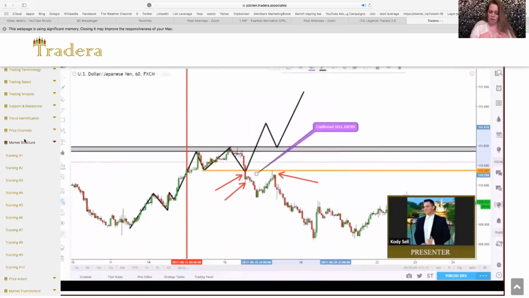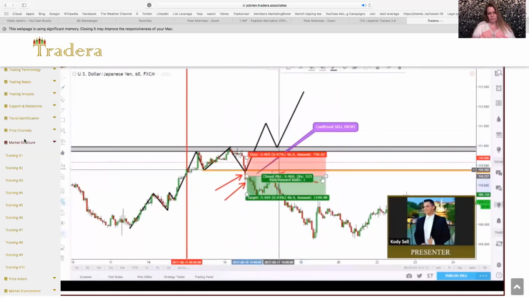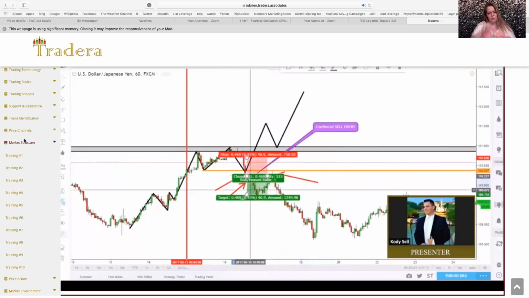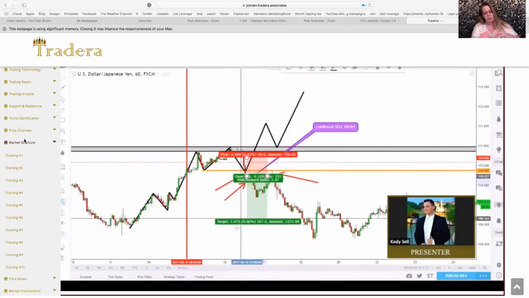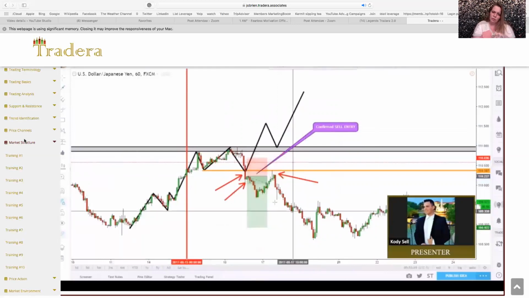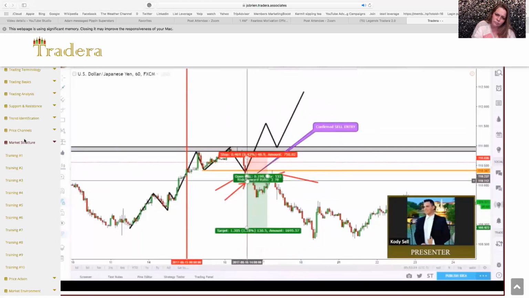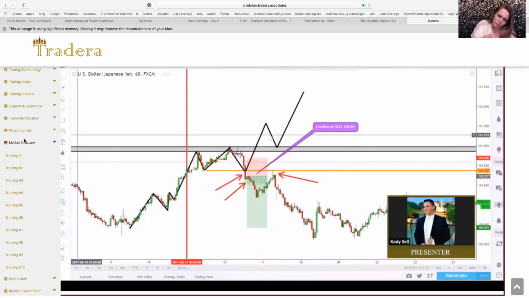Now, you could have taken an entry on the break of the level after it showed itself to sustain, so you could have entered here. That is the first possibility. Ideally, and targets would likely be recent lows, you would want to see a better retest of the zone. You won't always get it, so this was a slightly aggressive entry, but in this case we do.